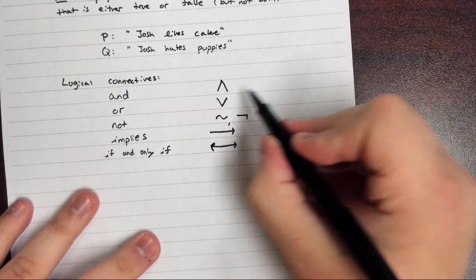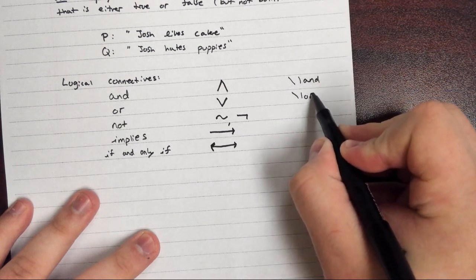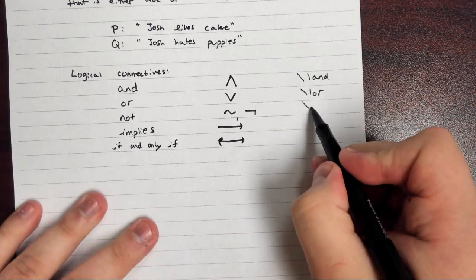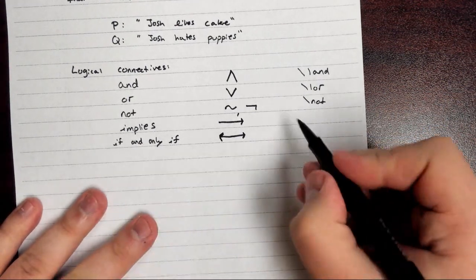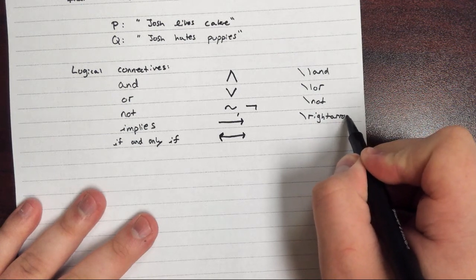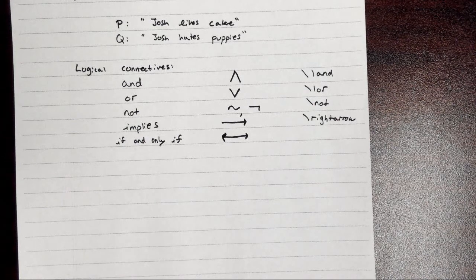By the way, in LaTeX, I think the symbol for that is land and lor for logical and, logical or. I think. You can Google it. This one's probably not. This one's right arrow. And that one's probably double arrow or something. I don't know. I'm pretty sure those are right though.